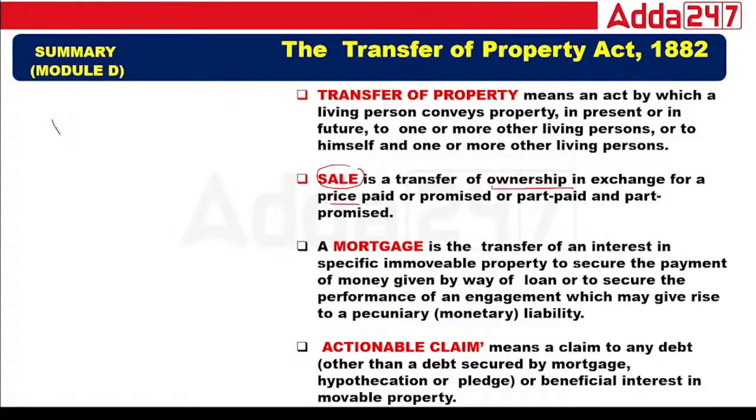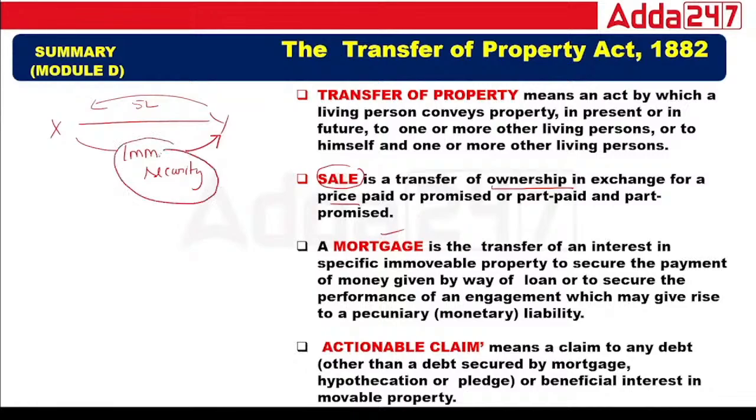What is mortgage? Mortgage is basically when Y person transfers 5 lakh rupees to X person, and X person gives immovable property as a security to the Y person. This is called mortgage. So in the mortgage, we always put immovable property as a security. What is actionable claim? Actionable claim is a claim to any unsecured debt. The claim that is made in unsecured debt is called actionable claim.